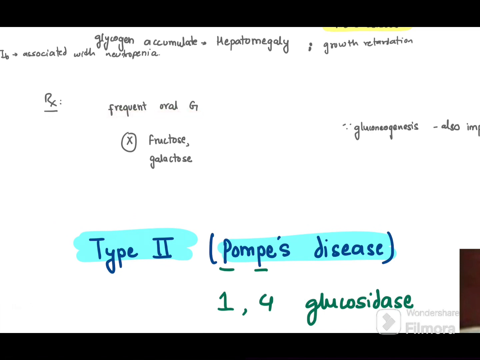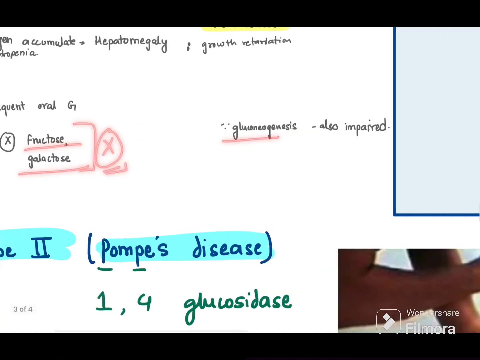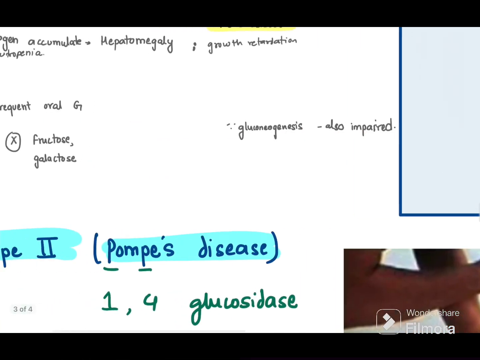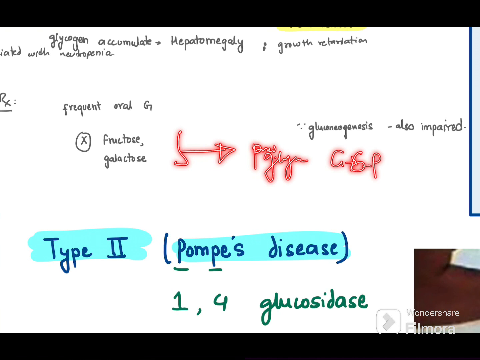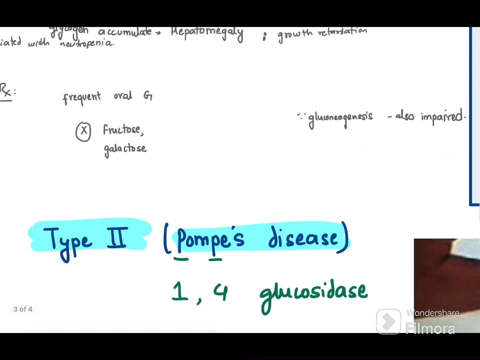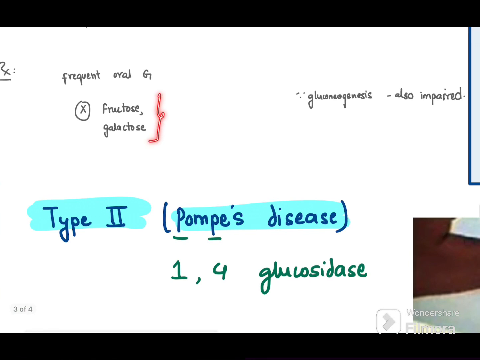Oral glucose is given frequently, but fructose and galactose are restricted. Other forms of carbohydrates are restricted because gluconeogenesis is also impaired due to lack of the glucose 6 phosphatase enzyme. When we give fructose and galactose, these are converted to metabolites of glycolysis, ultimately converted to glucose 6 phosphate. Now it cannot be converted to glucose, so there will be aggravation of the metabolites and further aggravation of symptoms, so they are not given.